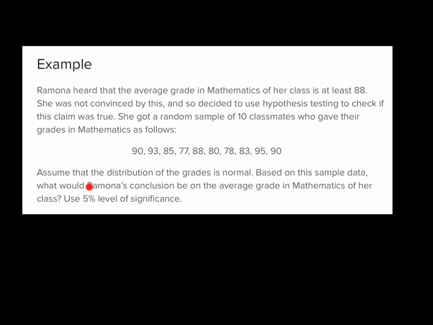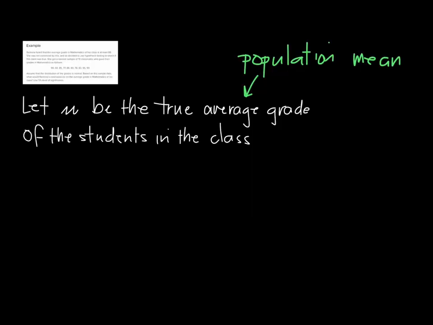Now you might have noticed a statement that says, assume that the distribution of the grades is normal. This statement is telling us that the population distribution is normal, and this is also needed to allow us to perform the t-test. So let us begin with the hypothesis testing. First, we need to assign mu as the true average grade of the students in the class. The true average grade is the population mean, or the mean grade of the students.